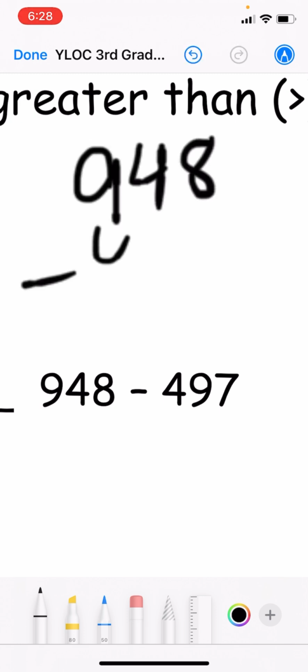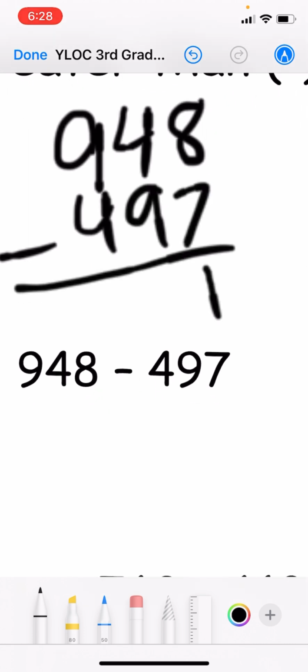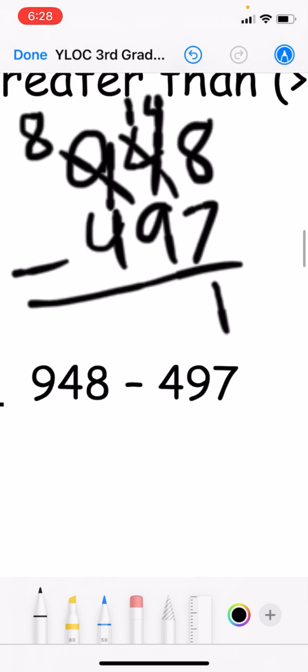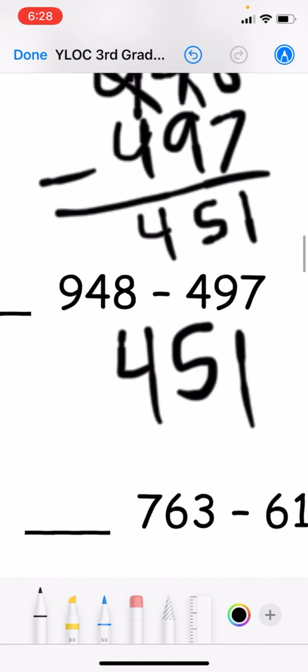948 minus 497. So 8 minus 7 is 1. 4 can't subtract 9, so we'll borrow. 9 becomes 8. 4 becomes 14. 14 minus 9 is 5, and 8 minus 4 is 4. So on this side, we have 451.